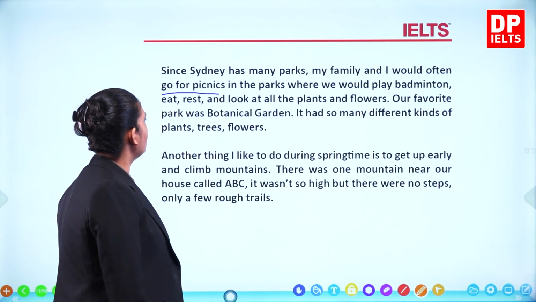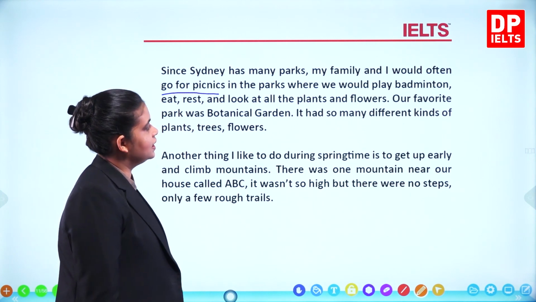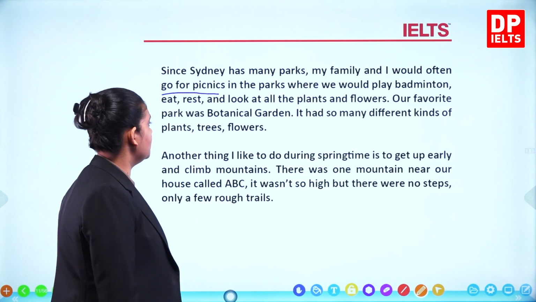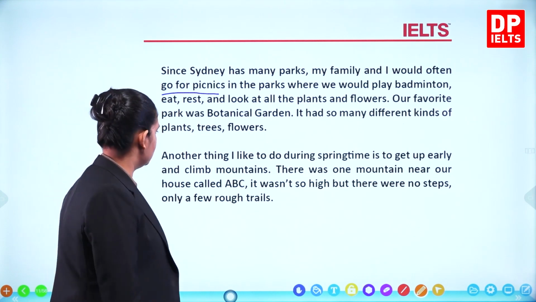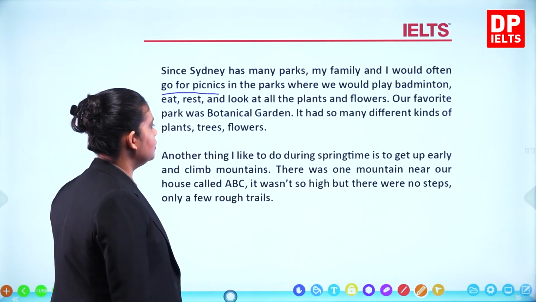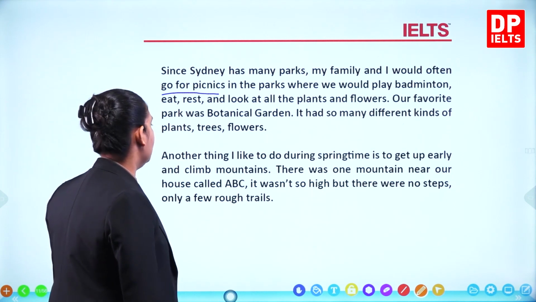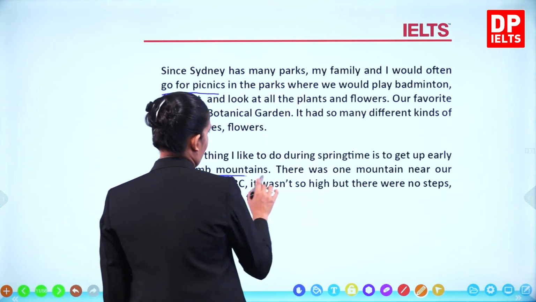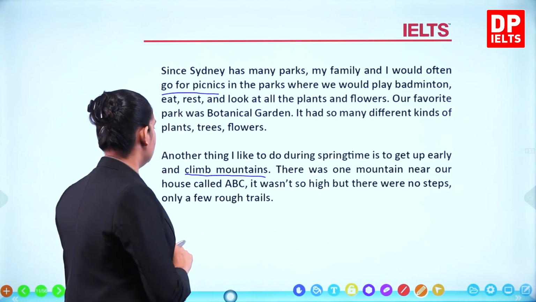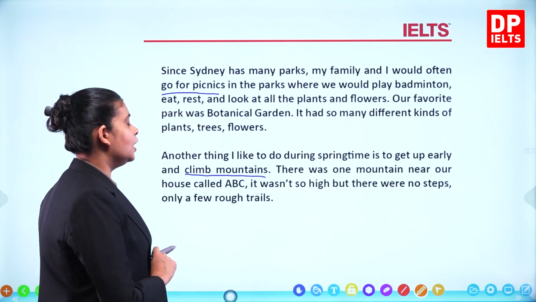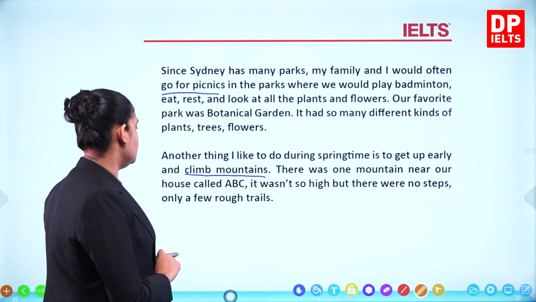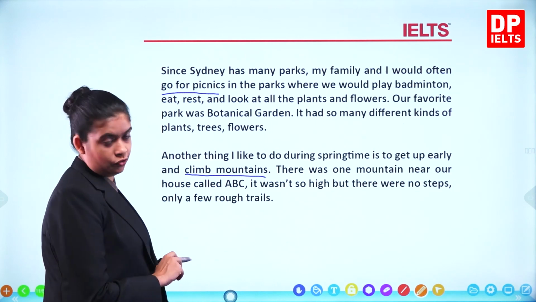Our favorite park was the Botanical Garden. It had so many different kinds of plants, trees, and flowers. Another thing I like to do during springtime is to get up early and climb mountains. There was one mountain near our house called ABC. It wasn't so high, but there were no steps, only a few rough trails.